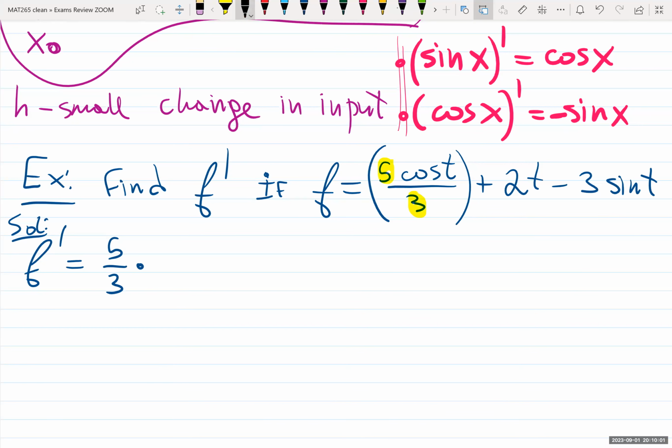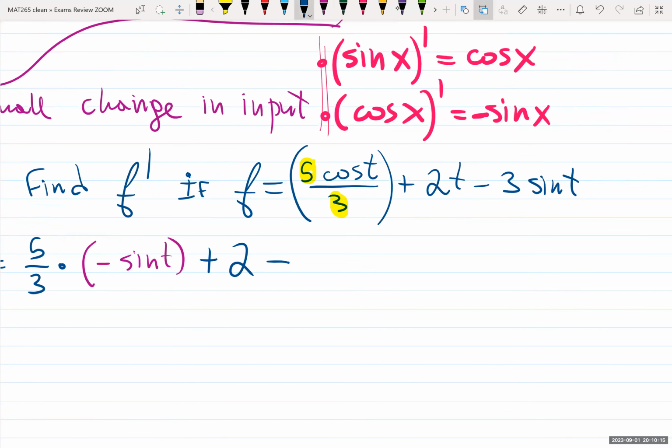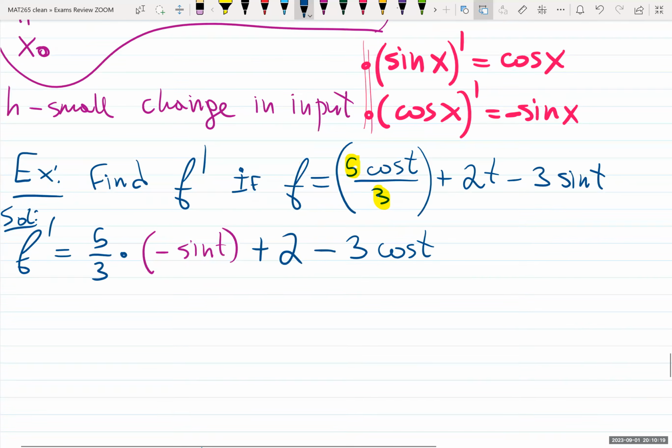Now you take the derivative of cosine. Derivative of cosine, just like I mentioned, is minus sine t. Plus the derivative of 2t gives you 2. Minus the derivative of 3 sine t gives you 3 cosine t. That is the answer.